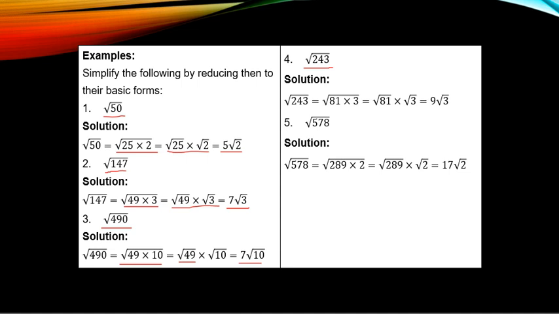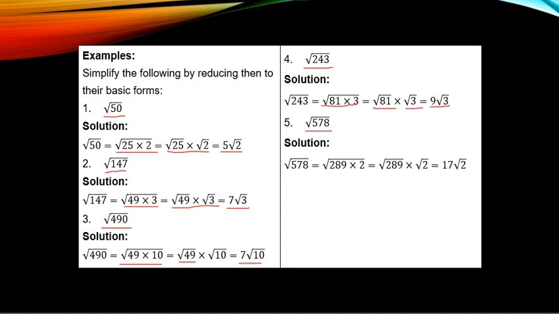Example 4, 243. If you carry on the division using 2, 3, 5 like that, you have 81 times 3, where 81 is a perfect square and 3 is not. For 81, the square root is 9, times root 3.